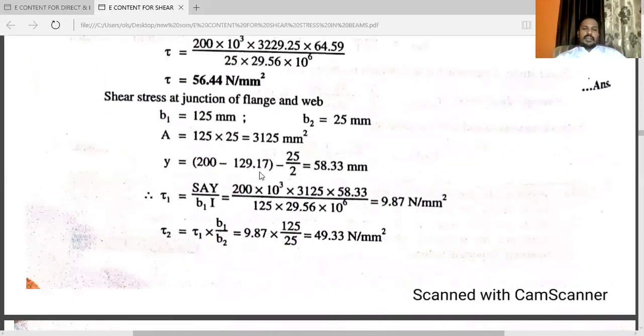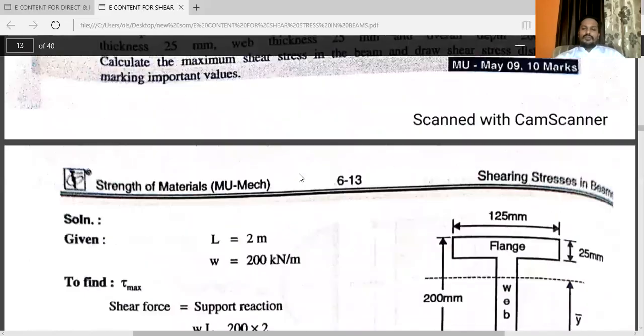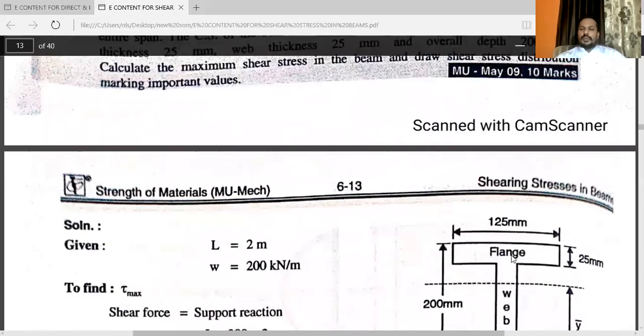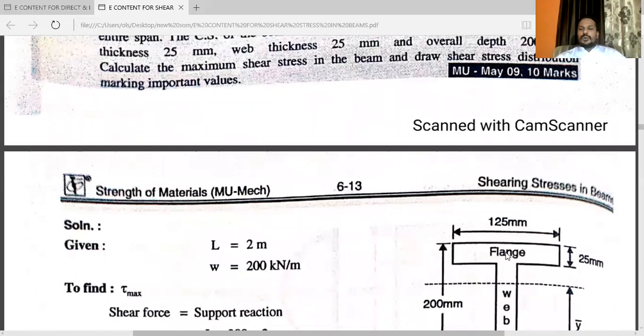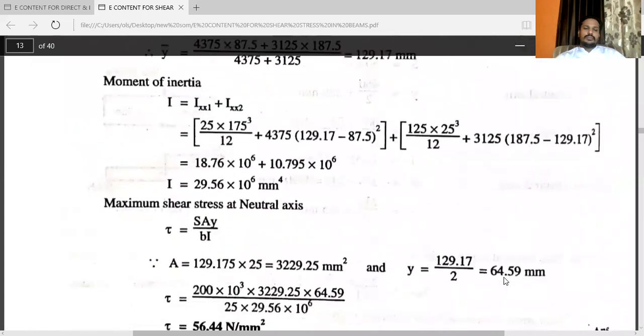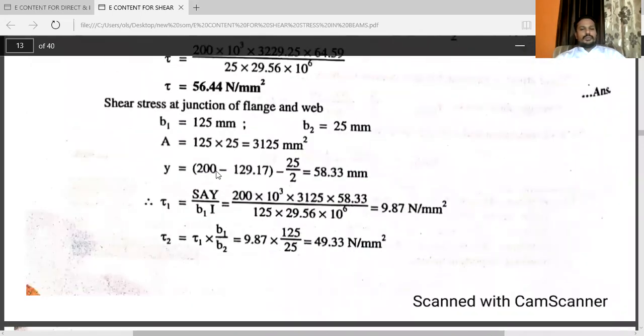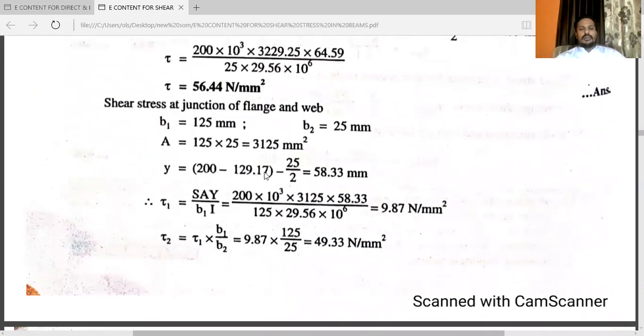You will get the extreme fiber distance minus 25 by 2, because the centroid point of this flange will be here. So you can consider from this centroid point to this, that is the Y distance. So 200 minus 129.17 minus 25 by 2, that is 58.33. That is tau 1. Tau 1 is equal to S into A into Y upon B1 into I.